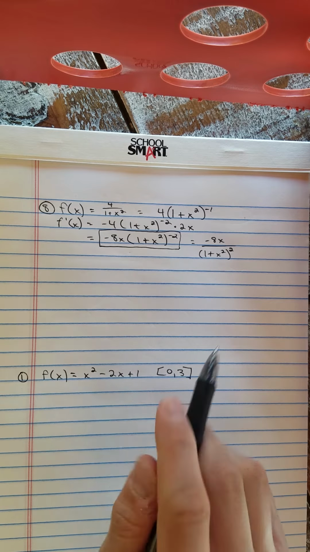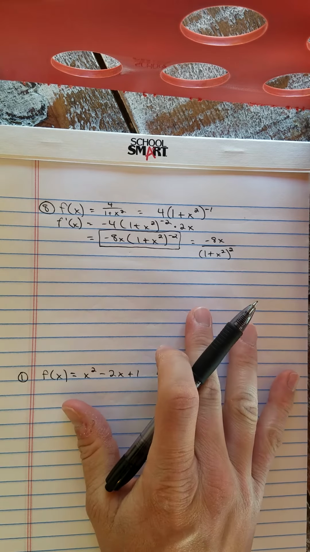The only critical number we have is from the top, and it's obviously just 0 because it would have to be negative 8 times 0. So my critical number is x equals 0. If I plug 0 back into the original problem just to find its coordinate, 1 plus 0 squared is 1. It becomes 4 over 1, which is 4.